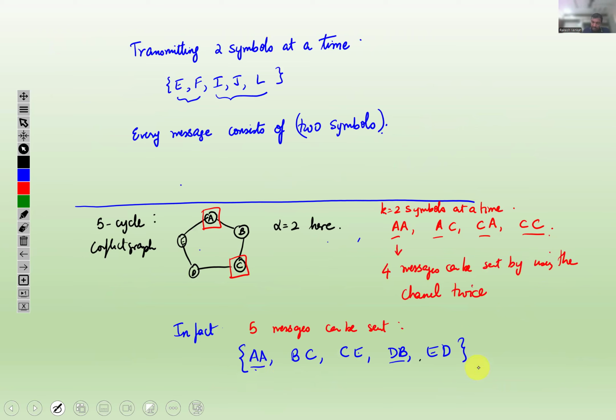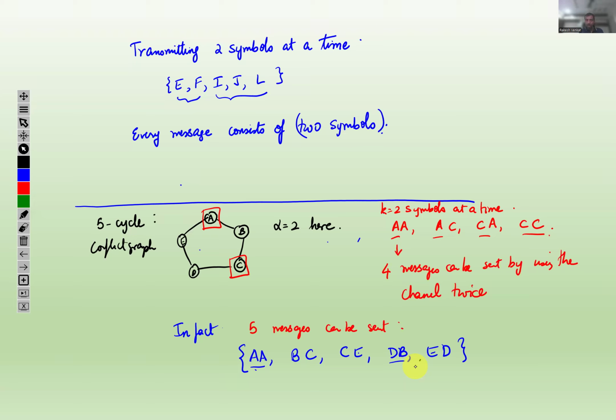Here are 5 explicit vertices which form an independent set in C5 squared: AA, BC, CE, DB, and DD. So you have 5 vertices, which is larger than just 2 squared. And this is where the gain seems to come in, right?